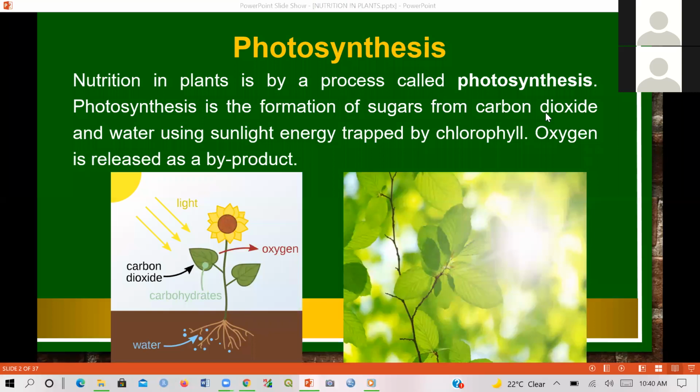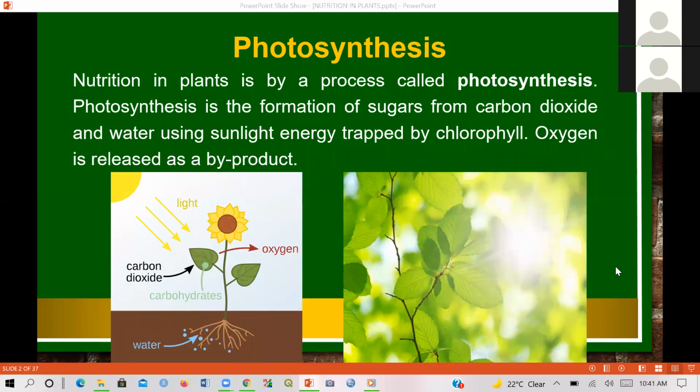Therefore, if we are to define photosynthesis in green plants, we shall simply say it is the process by which green plants make their own food using sunlight energy from two raw materials, carbon dioxide and water. But the energy used is trapped by a pigment called chlorophyll that is found in the chloroplast of leaves. And in the end of it all, oxygen is released as a byproduct.